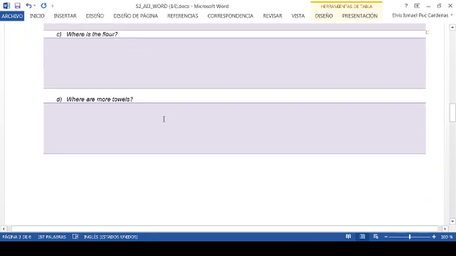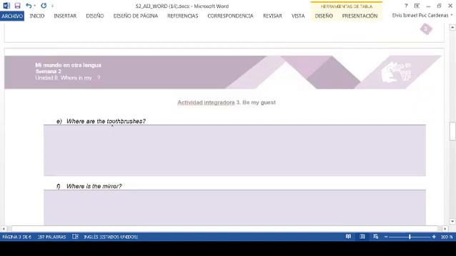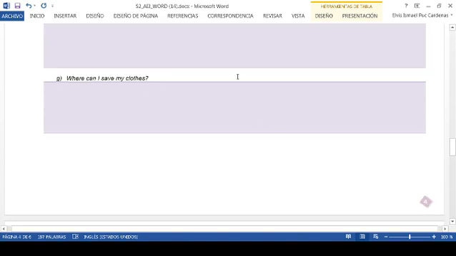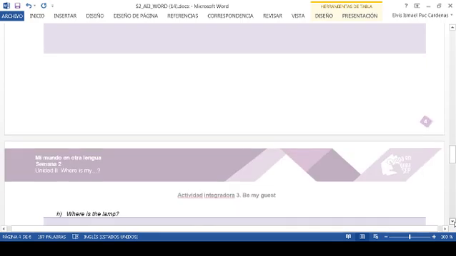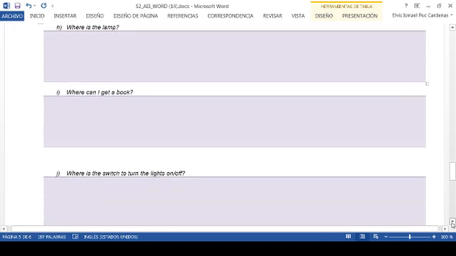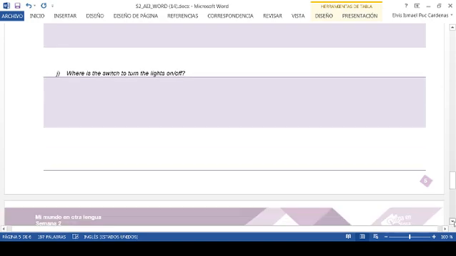Where are more towels? ¿Dónde hay más toallas? The toothbrushes. ¿Dónde están los cepillos? Where is the mirror? Where can I save my clothes? ¿Dónde puedes guardar tu ropa? Where is the lamp? Where can I get a book? ¿Dónde puedo obtener un libro? ¿Dónde está la lámpara? Where's the switch to turn the lights on, off? ¿Dónde prendo y apago las luces, los apagadores?